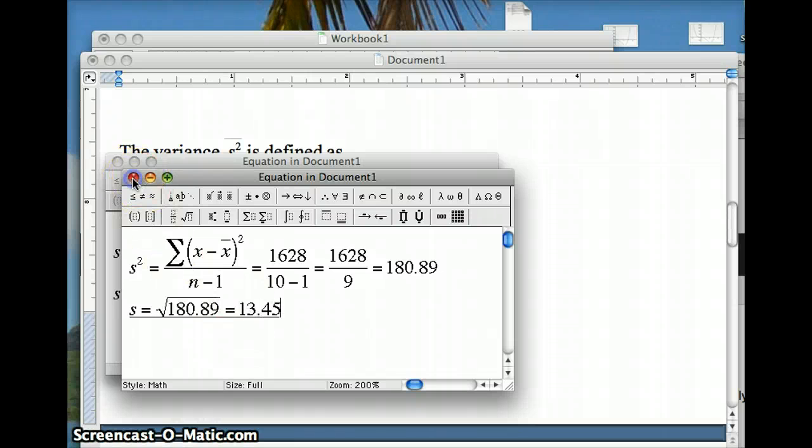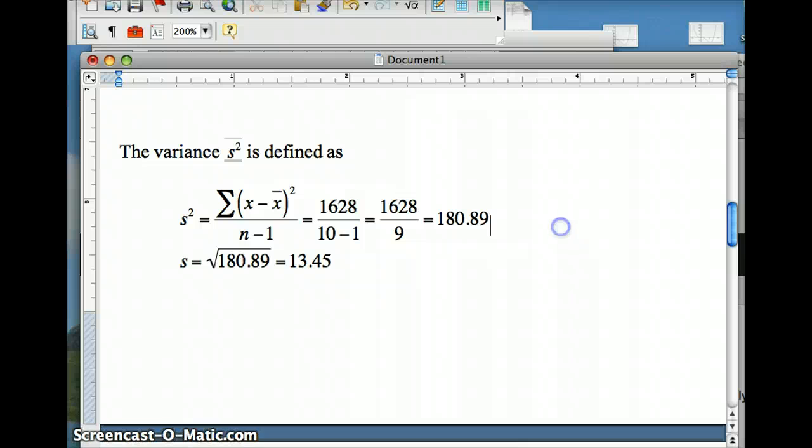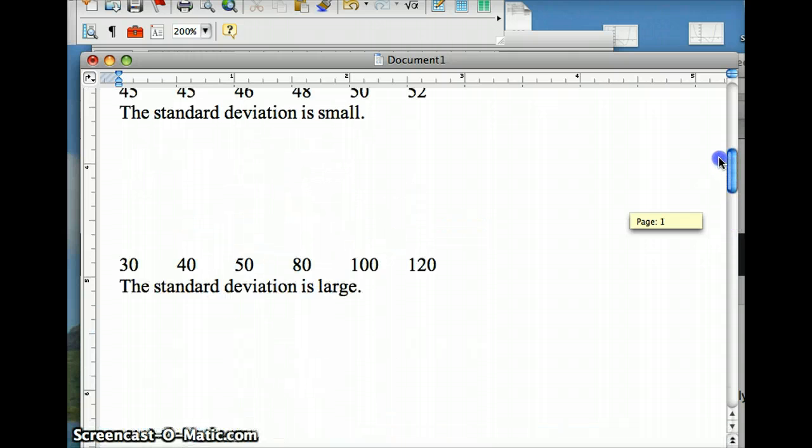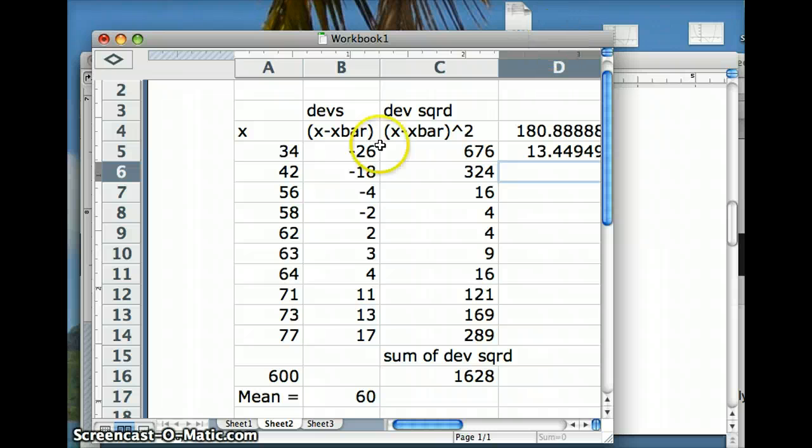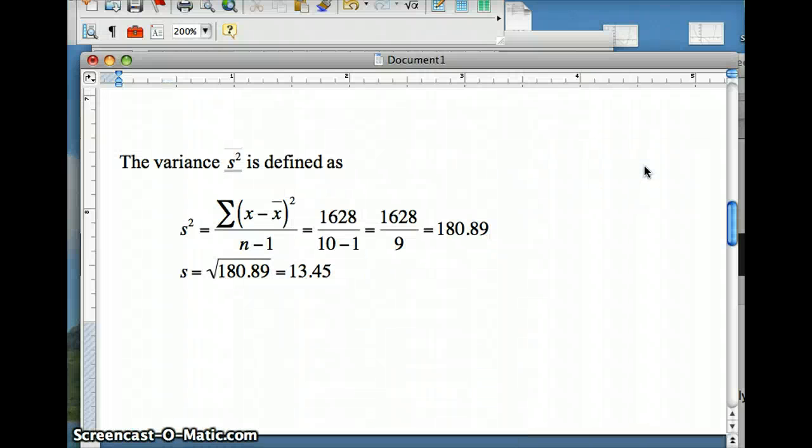So, the standard deviation for this data set appears to be 13.45. We had how many numbers in our data set? 34 through 77. We had 10 numbers in our data set, and we believe our standard deviation is 13.45.